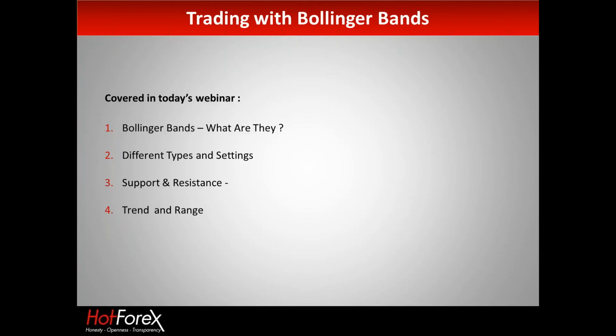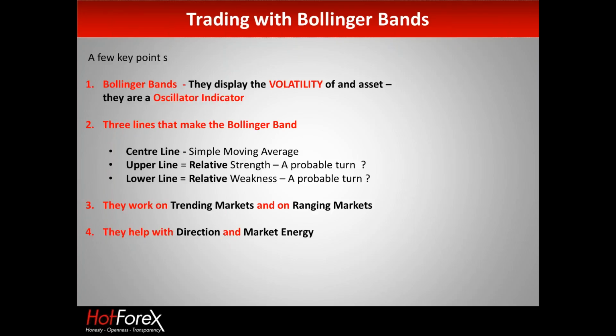What I'm going to do today is just cover a little bit of the background and some of the basic stuff, how they can really help you, and obviously some of their weaknesses as well. So basically, a few key points. Bollinger Bands are a key display of volatility. What does that mean? Volatility simply means something that's going up and down. That's all volatility is, and that's what the Bollinger Band measures.